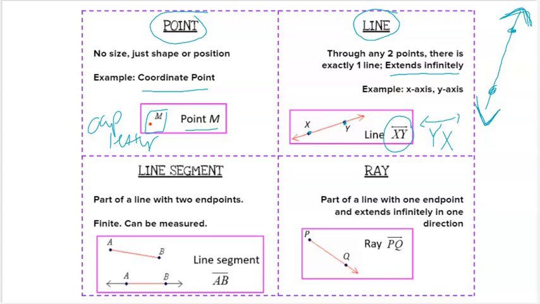A line segment is a part of a line with 2 endpoints. So a line segment is finite. It does not extend infinitely. It has a measurement. It has an ending. So finite can be measured.